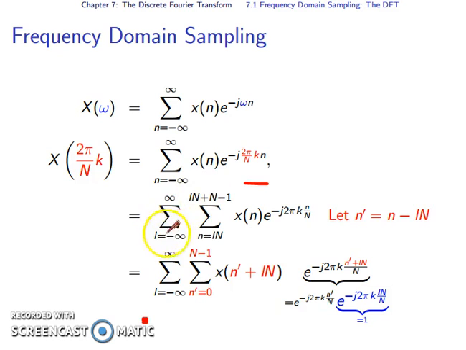And let n dash is equal to some n minus in. Okay, here I have some confusion.